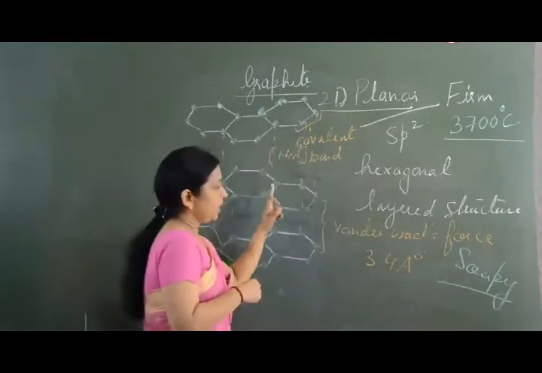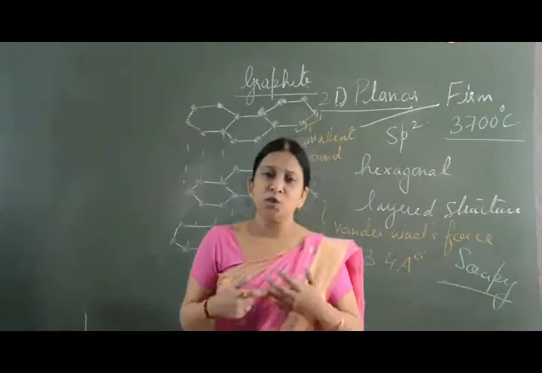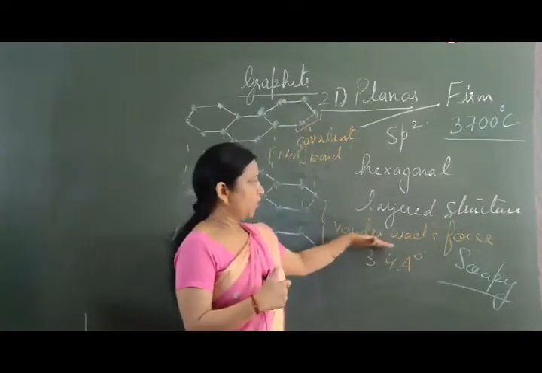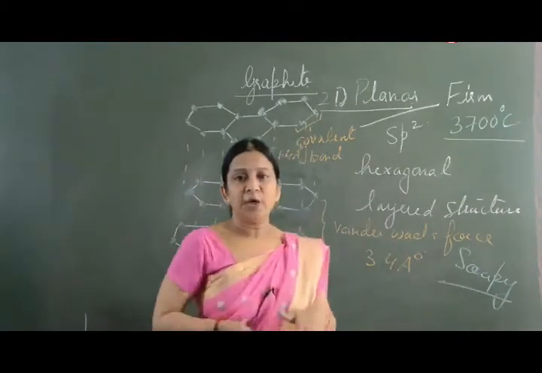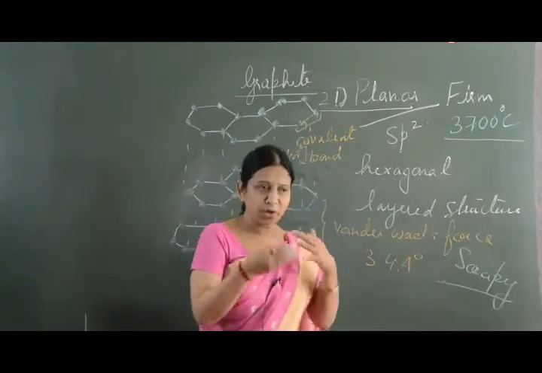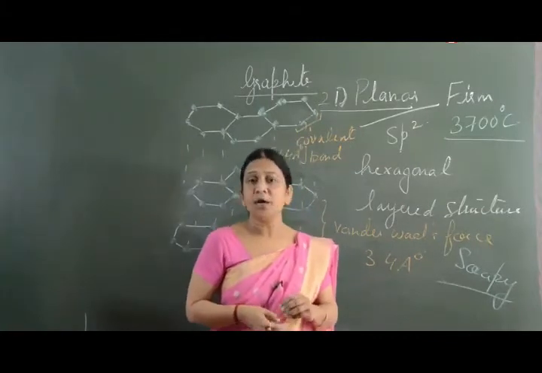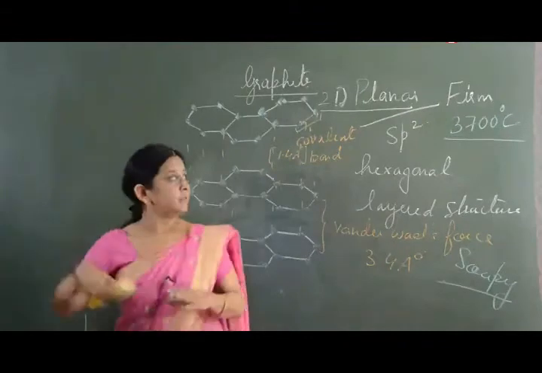Now between the two layers the bonding is van der Waals force. It is a weaker force. So if we provide some energy to this structure, this van der Waals force of attraction is going to break, and the layers can slide over each other. Because of this phenomenon, it is soapy in touch and can be used as a lubricant. So this is about the structure of graphite.